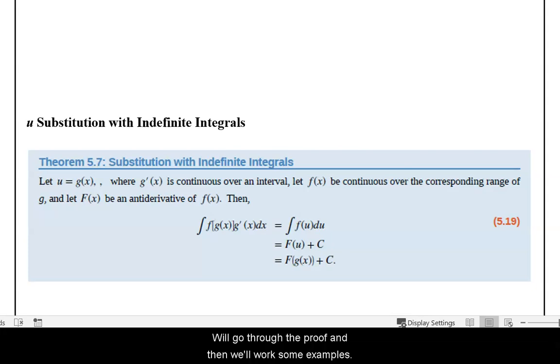We'll go through the proof and then we'll work some examples. Most students do not really get an understanding of what u-substitution is until they've been practicing it and doing examples for at least a day. Don't be surprised if u-substitution takes a while to click. It will click, and it must click in order for you to move on in calculus.